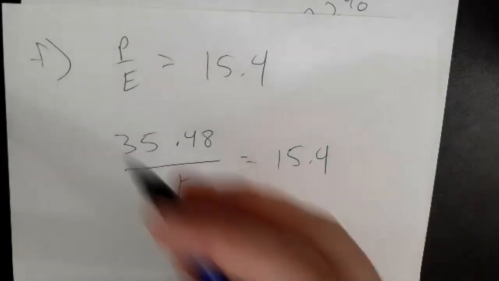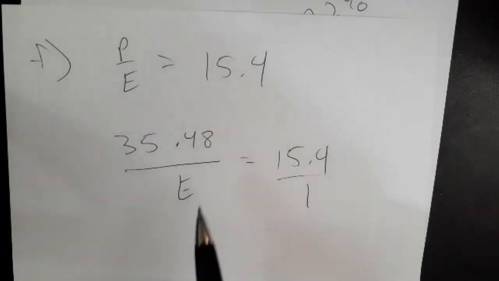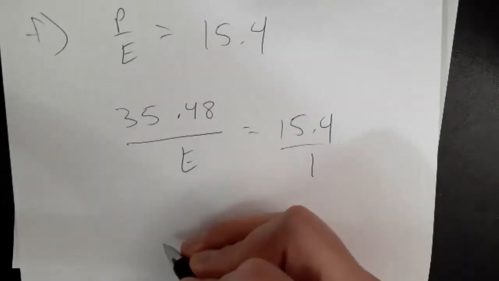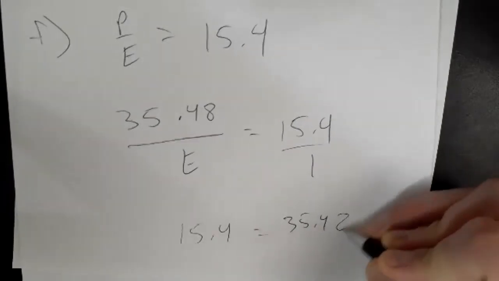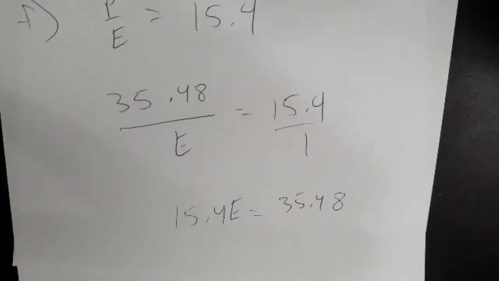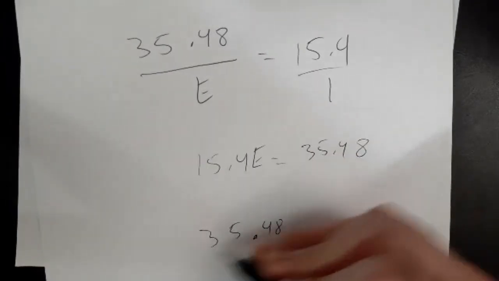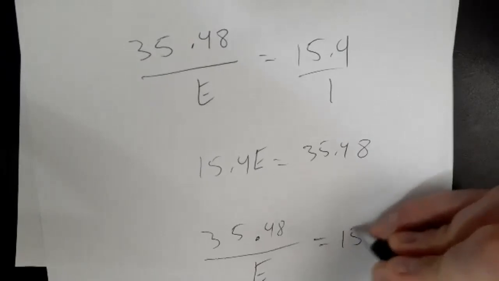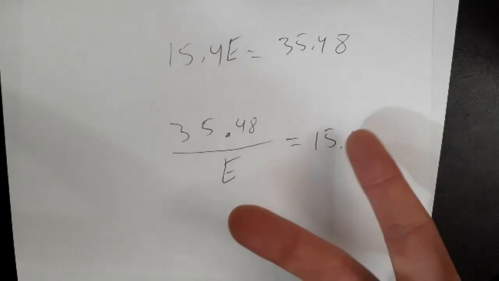There are absolutely a few ways you can do this. You could put this over 1 and do some cross multiplying. You could do a host of ways. If you want to do this over 1 and do cross multiplying, we get 15.4 times E gives us what, 35.48. If you want to do it this way, this is a good way to do it. And then we divide by 15.4, solve for E. With that said, there is a bit of a shortcut. If you see something like this, it's a really cheap shortcut, but you can just flip these two.